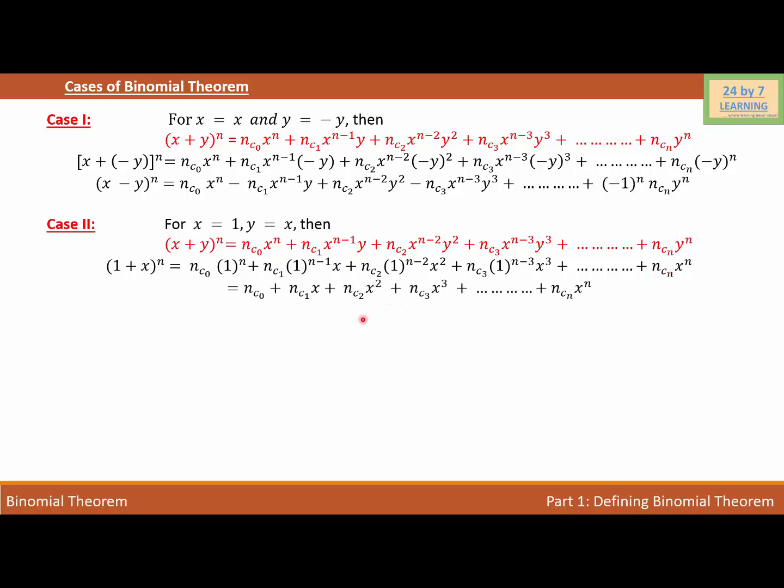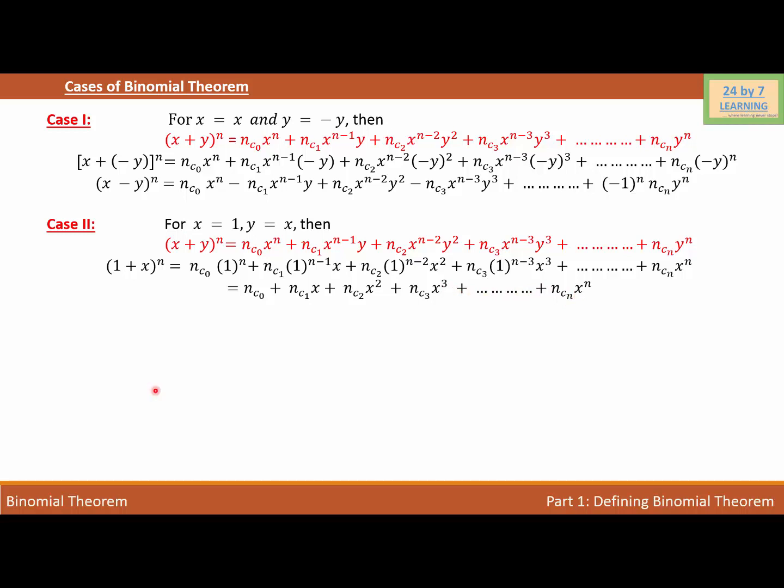And if we further simplify, we will get this expression, which is basically nC0 + nC1 x + nC2 x^2 + nC3 x^3 + ... + nCn x^n.